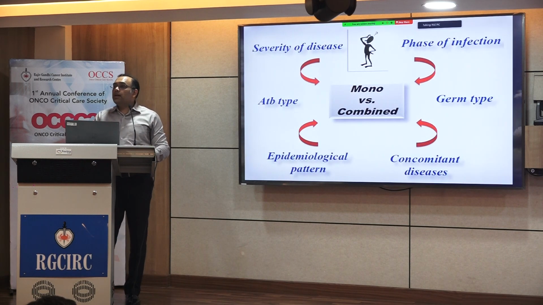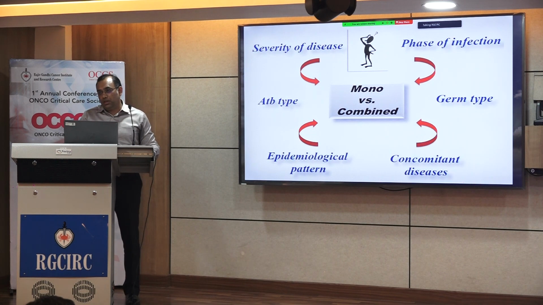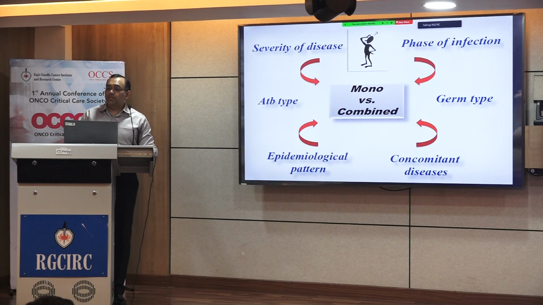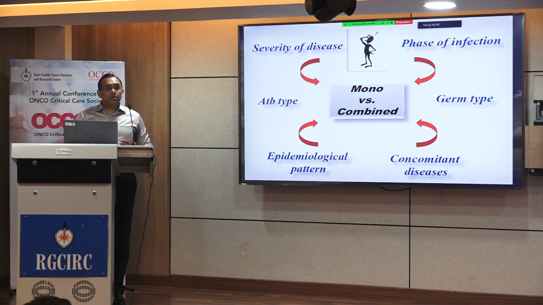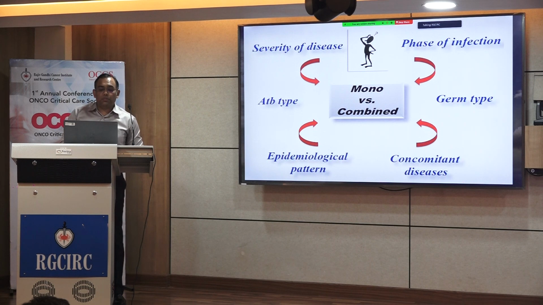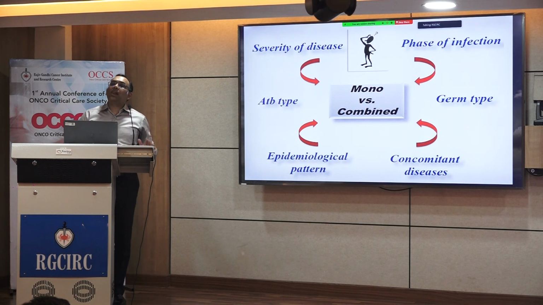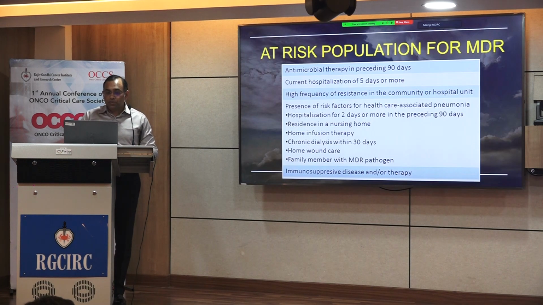So when we decide about mono versus combo therapy, there are a number of factors which have to be taken into account. What is the phase of infection? What is the kind of infection? And are there any concomitant diseases the patient is having? Similarly, what is the severity of the disease? Is there a specific antibiotic which is being given, or a specific resistance mechanism? And what is your local antibiogram? So what is your epidemiological data?